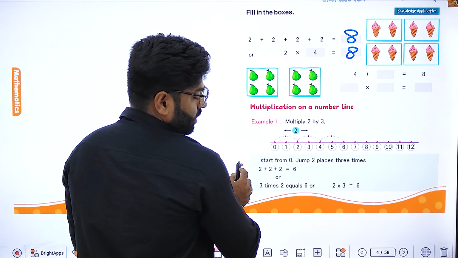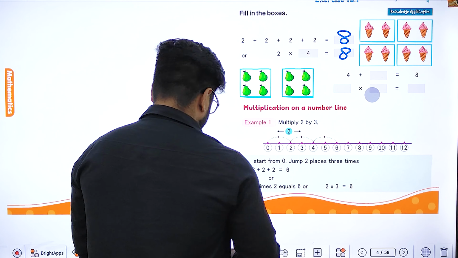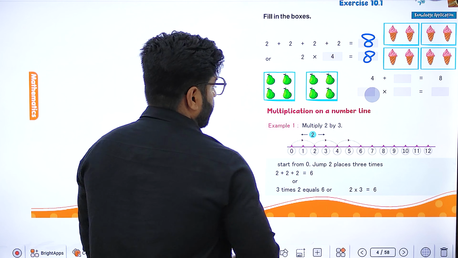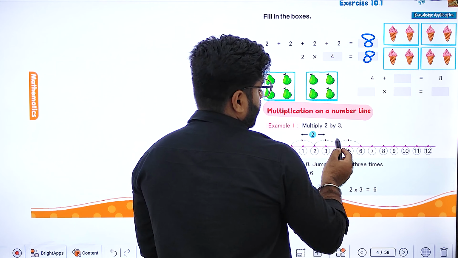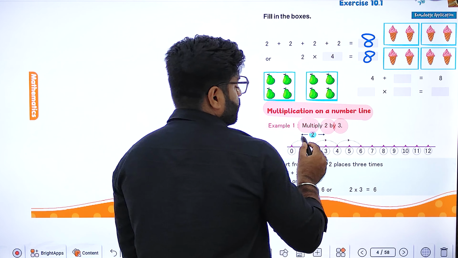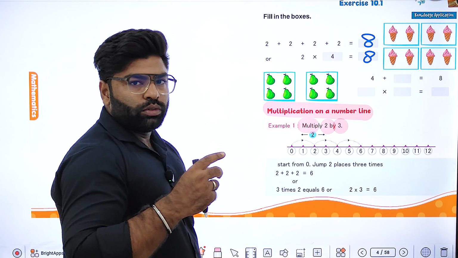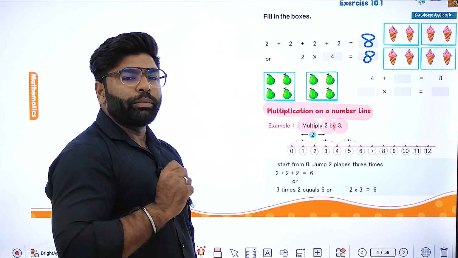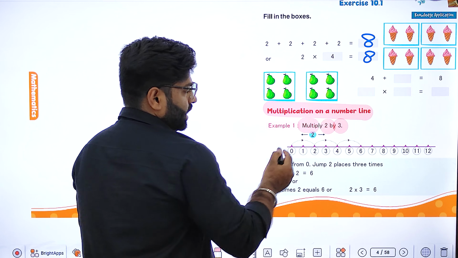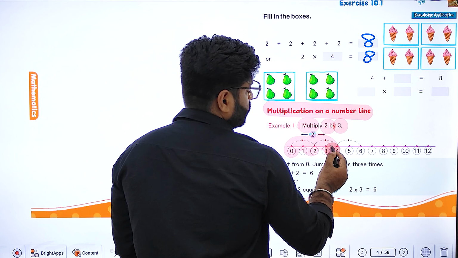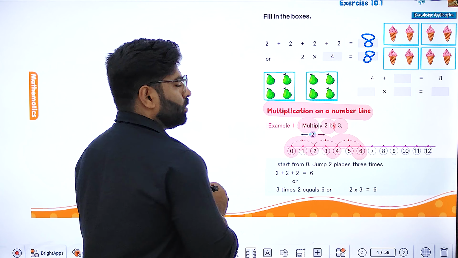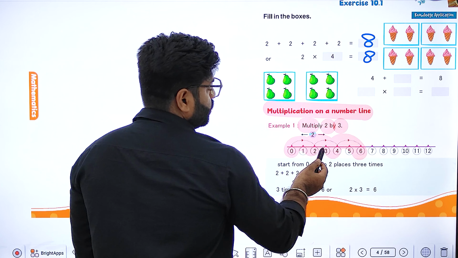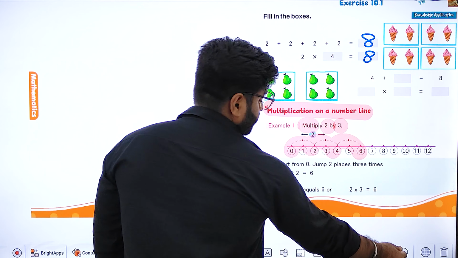Now come to our next part, that is multiplication on the number line. We are having to multiply 2 by 3. That means we have to add 2 three times according to our repeated addition method. Or if we see here, we are having 1, 2, 3, 3 jumps with a gap of 2 each time. So we jump from 0 to 2, 2 to 4, 4 to 6.